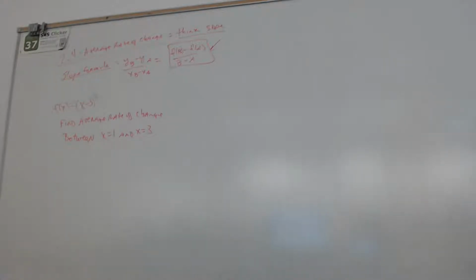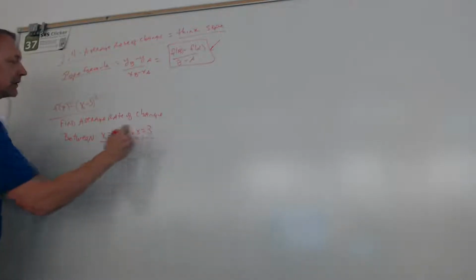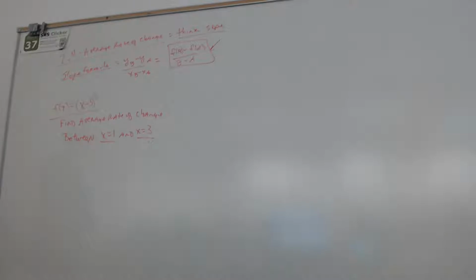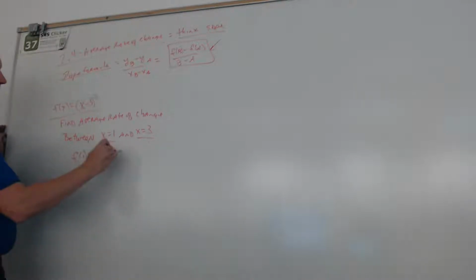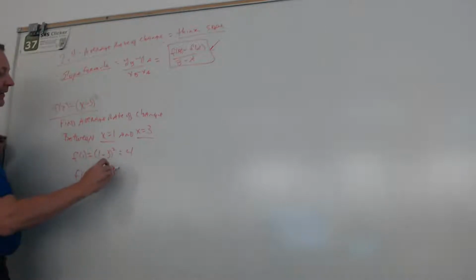Victor, can you tell me the average rate of change for this function between 1 and 3? I mean, you just plug in 1 and 3. Yep, that's all you do. So what's f of 1? 4. How do I figure that out? 1 minus 3 squared is negative 2 squared is 4. Okay, what's f of 3? 0. 3 minus 3 is 0, and 0 squared is 0.